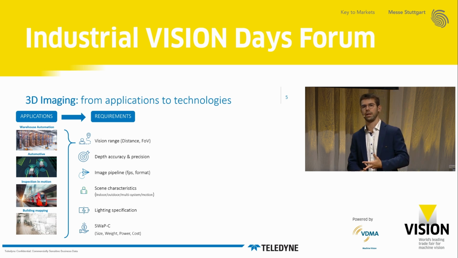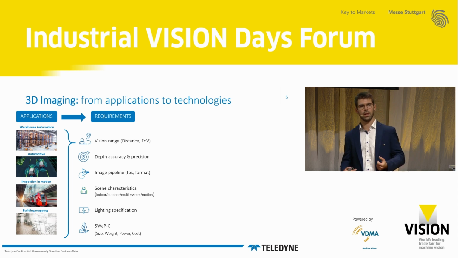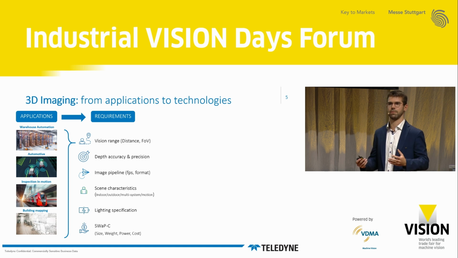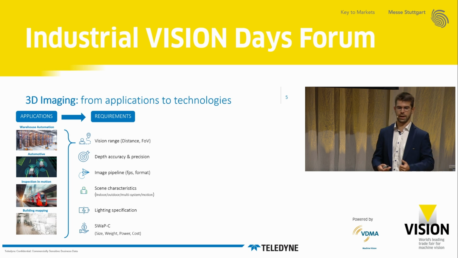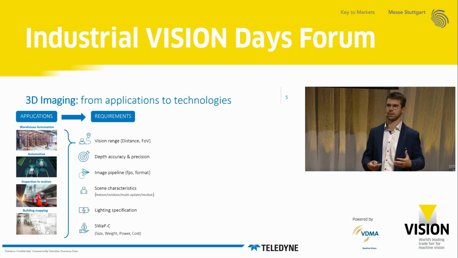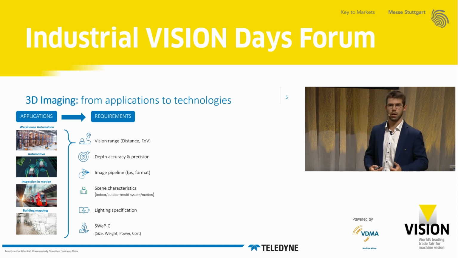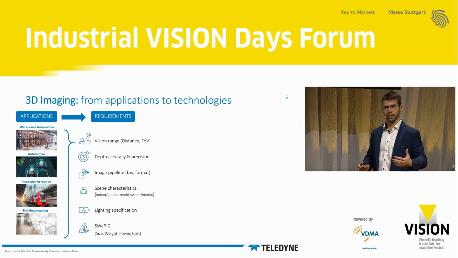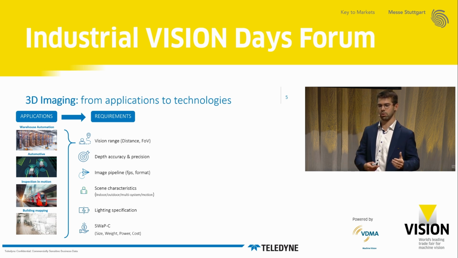Also, very importantly, in 3D vision, you have both active systems and passive. So active systems require illumination. And these illuminations might be subject to specifications, for example, for eye safety requirements. And last but not least, there's also the system characteristics, so the size, the weight, the power, and the cost of the final solution.